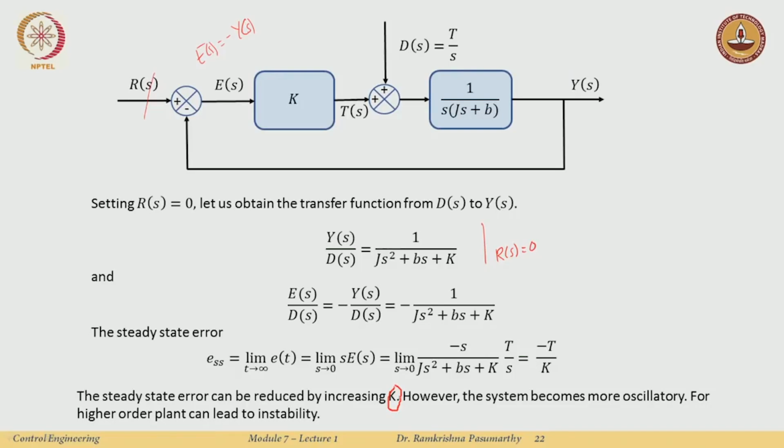Now, where does the gain sit in my characteristic equation? The gain is sitting here. So, k now has some direct relation to omega n, s squared plus 2 zeta omega n s plus omega n squared, if I just normalize it properly. So, if k increases, the system becomes more and more oscillatory, and for higher order plants, as we saw earlier, it can also go to the verge of instability.